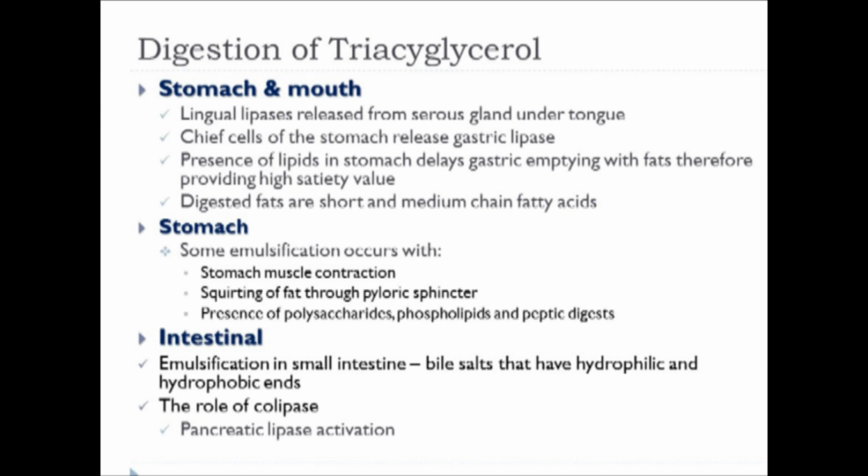Now, in the stomach, there is some emulsification going on, and this is happening because of the muscle contractions and also from the squirting of fat through the pyloric sphincter. This emulsification is occurring because of the presence of polysaccharides, phospholipids, and some peptic digests, and creates some emulsion there. Further emulsification then takes place with the bile once the chyme hits the intestine.